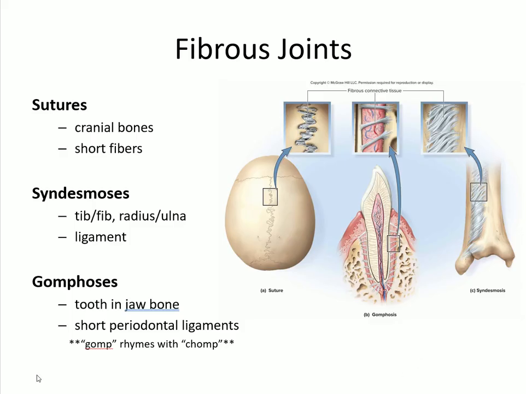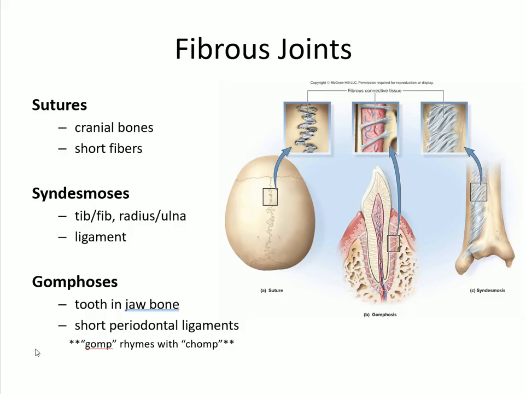And then gomphoses. So gomp rhymes with chomp. So remember, those are going to be in the face, chomping with your face. But those are the small fibers that hold the teeth in our tooth sockets. They're called periodontal ligaments specifically. And again, gomp rhymes with chomp.